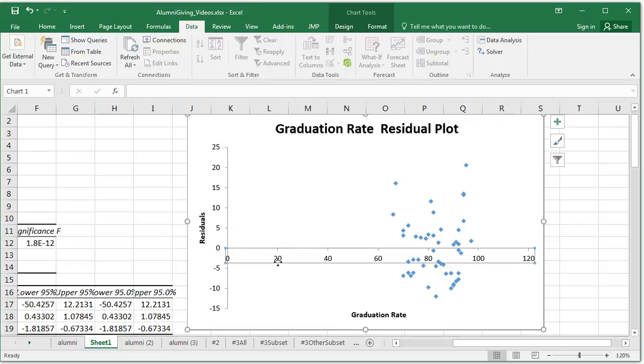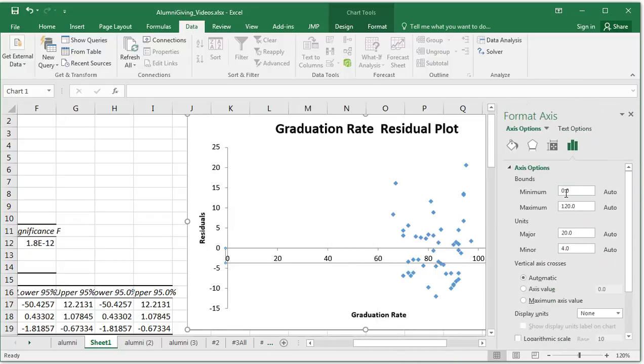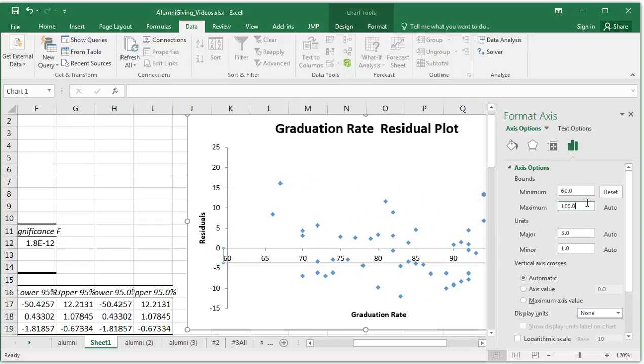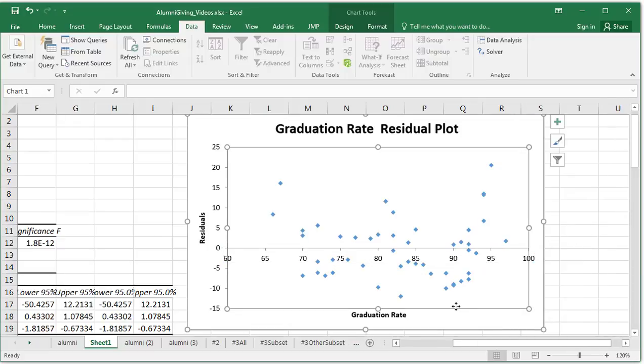I'm going to go ahead and zoom in on this, right? It looks like graduation rate, the smallest is probably like 58%, 66%. So let me zoom in with a minimum of 60 and a maximum of 100 because no one's going to have more than 100% graduation rate. And then we are looking at the residuals based on that.